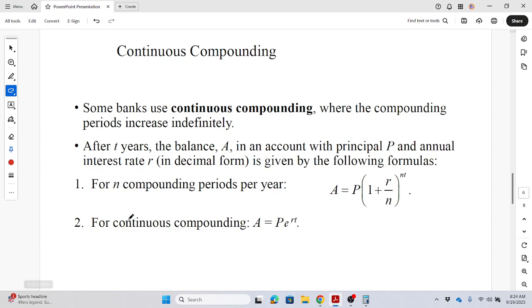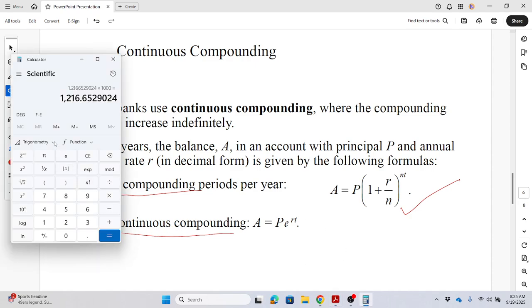So there are two different scenarios when we use the compound interest formula. One is compounding n times. This is the formula you're going to use. But sometimes we use continuous compounding. Continuous compounding means the value of n is indefinite, meaning every single moment we compound. In that case, this formula becomes A equals P times e to the power r times t.